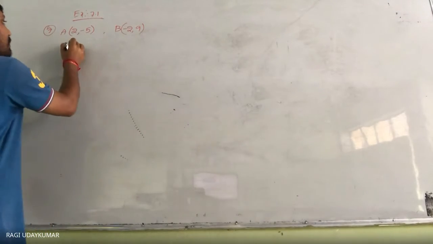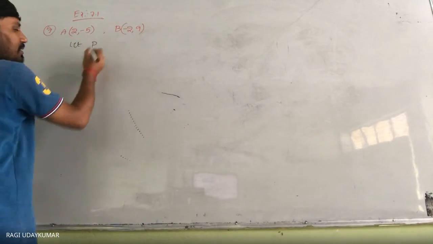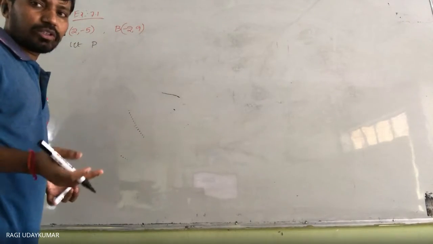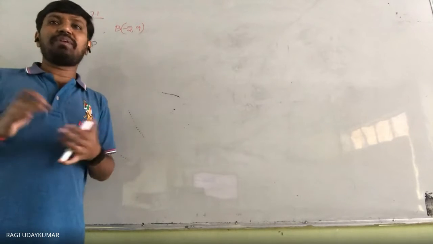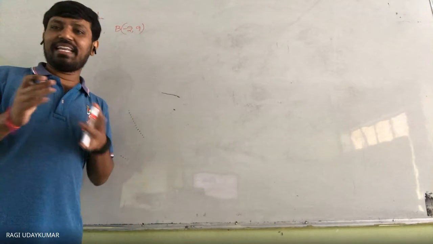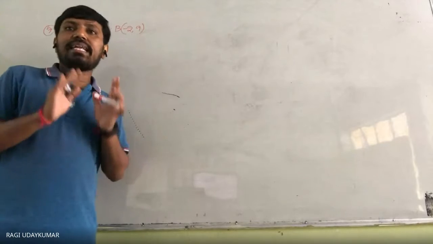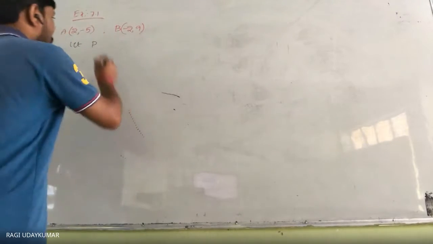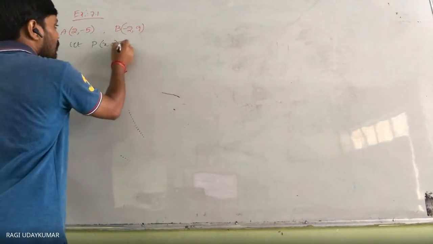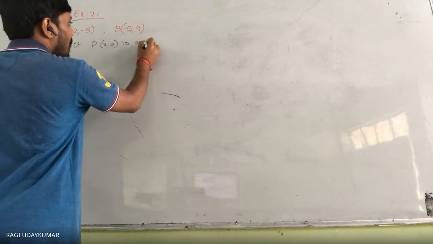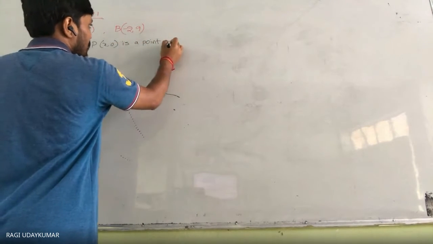So let P be the point. How is a point on the x-axis written? What is the condition? x comma 0. Yes, the y coordinate is 0. You can take any a comma 0, anything we can take, but the y coordinate will be compulsorily 0 on the x-axis. So let P(x, 0) be a point on the x-axis. Is it visible to you?